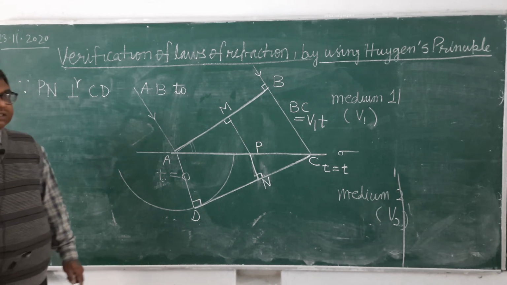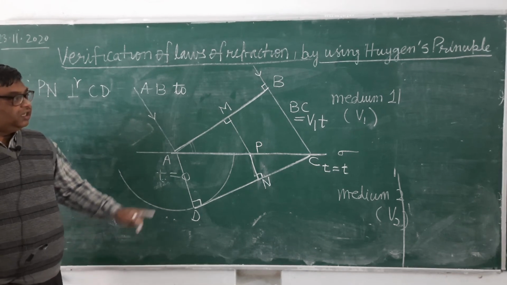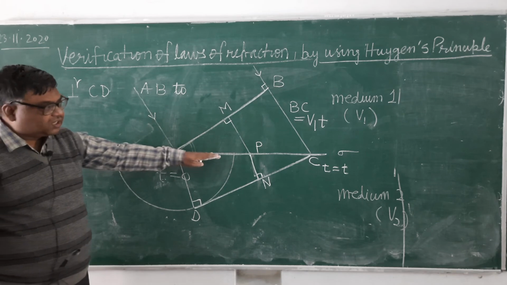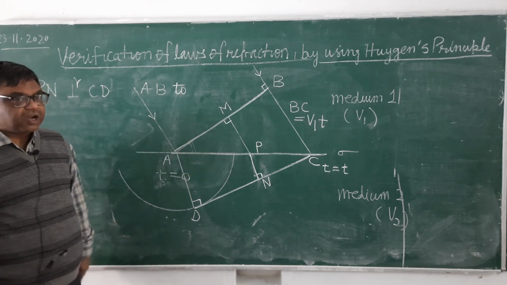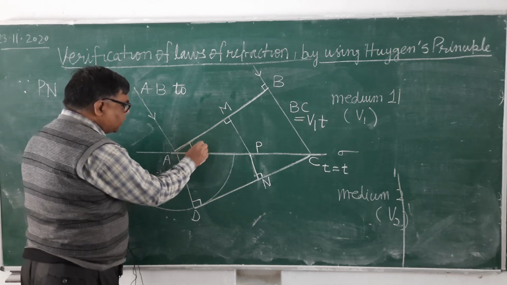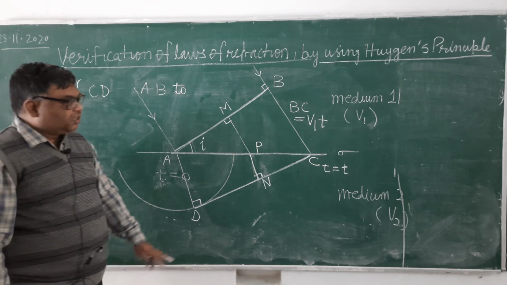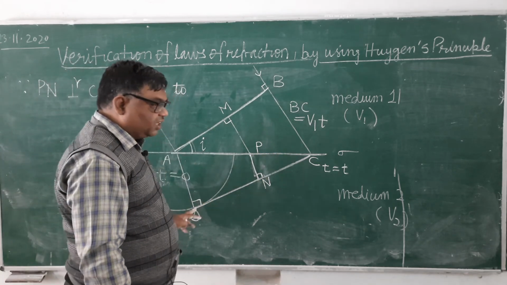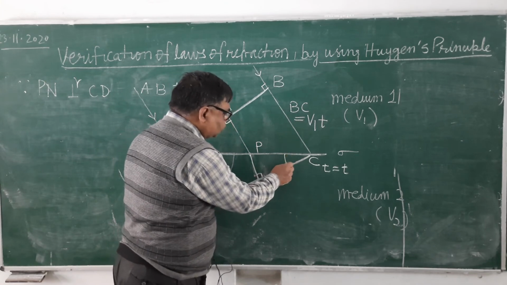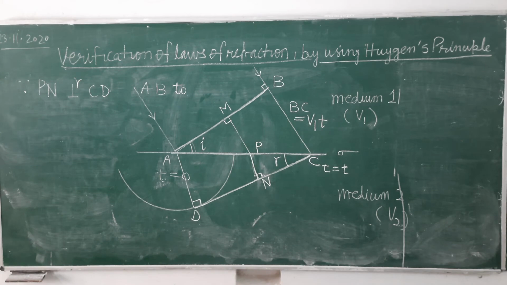Now see here, all of you see. Here the incident wavefront is AB and the refracting surface is sigma. What angle are they making? This angle is the angle of incidence. And the refracted wavefront is CD. What angle is it making with the refracting surface? This angle is the angle of refraction.